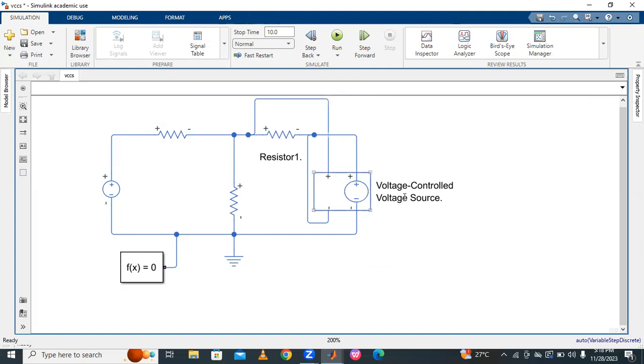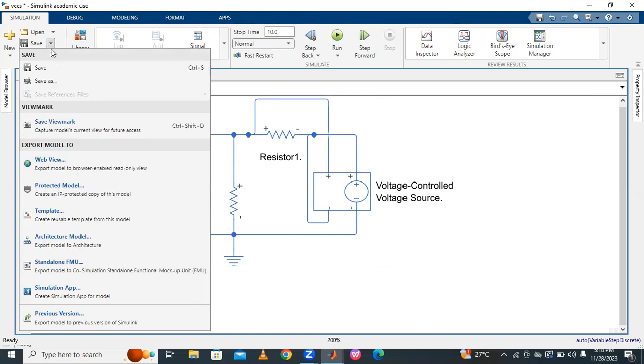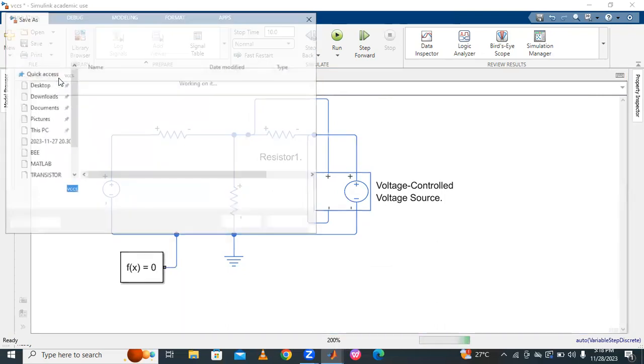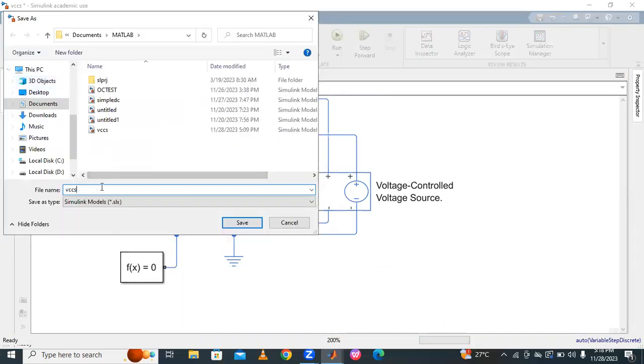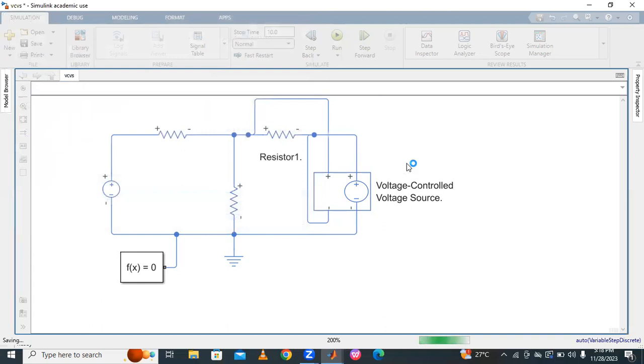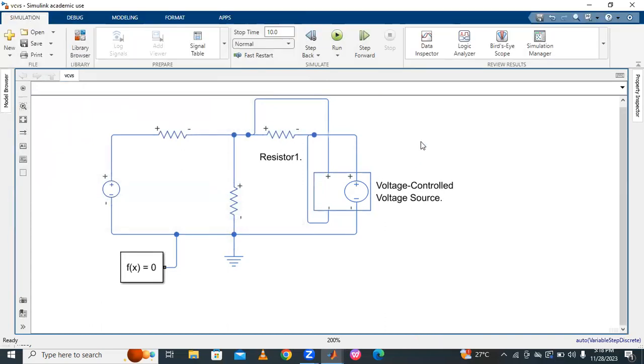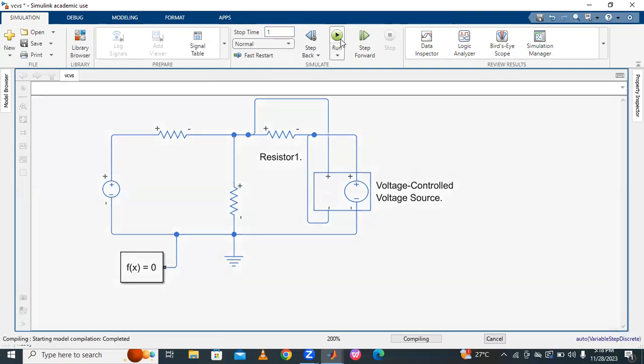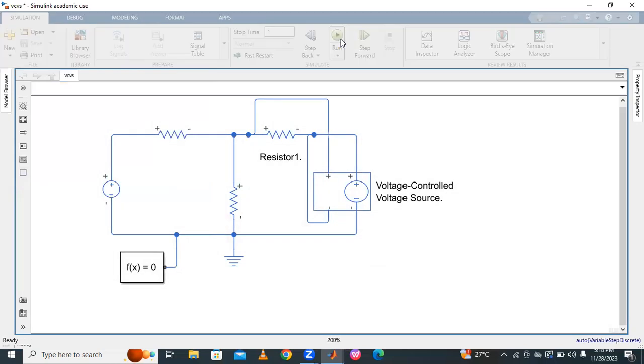What is this? Voltage controlled voltage source, VCVS. Then press Save as, VCVS, voltage controlled voltage source, and save. Then here the stop time is 10 seconds, right, here 1 second, and then simulate. The result will be displayed.